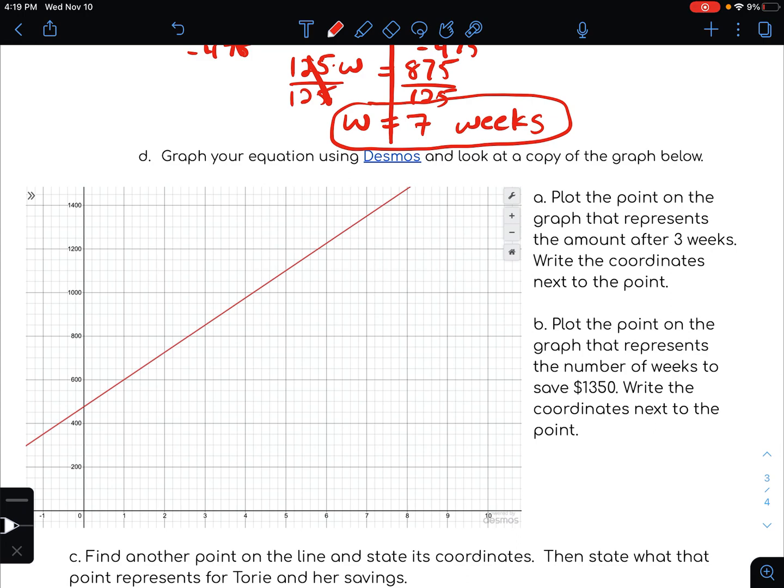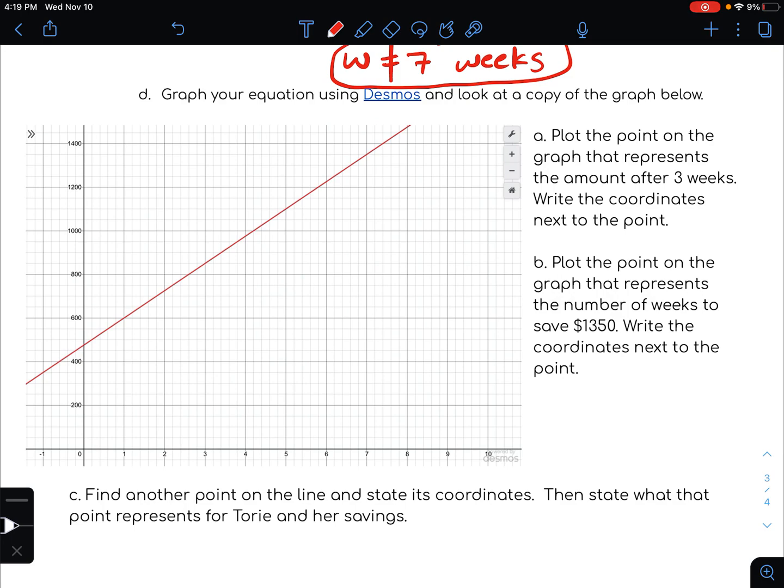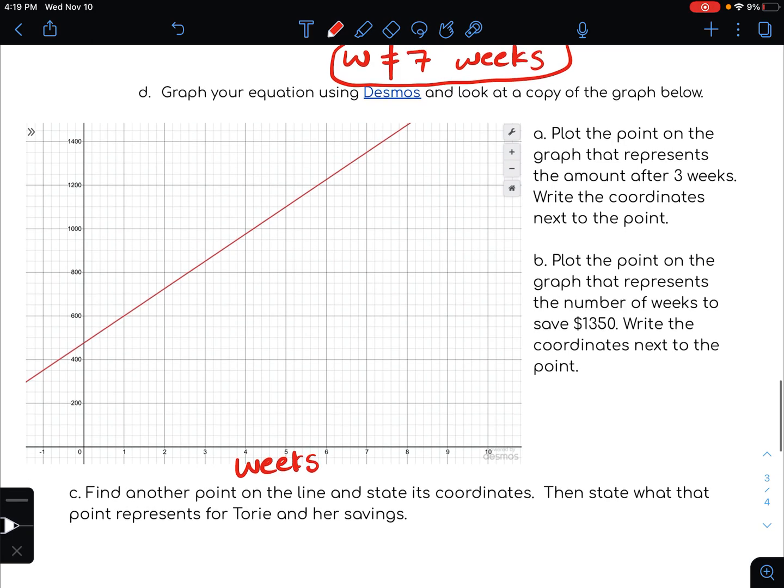You do have to be careful to make sure your scale on your x-axis and your y-axis is appropriate, so you have to mess around just like I did. But I did eventually, and I got this nice graph that I screenshotted and put in here. So let's just look at this. This is weeks on our x-axis, and this is money saved on our y-axis.